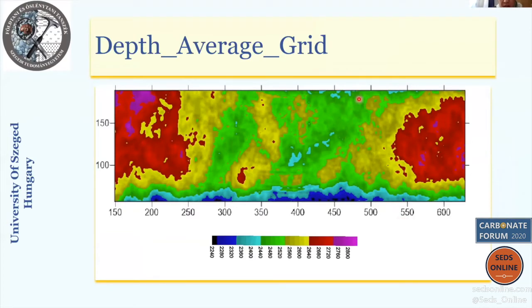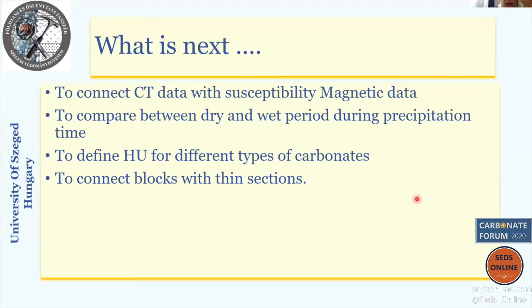For the depth average grid, to define the main components of the sample, we can see the different colors, and I suppose the red and purple color relate to the dolomite and limonite, and the yellow-green color relates to the dolomite and limestone matrix, and the light and dark blue relate to the pores, and the pores which are filled with calcite. So what is the next?